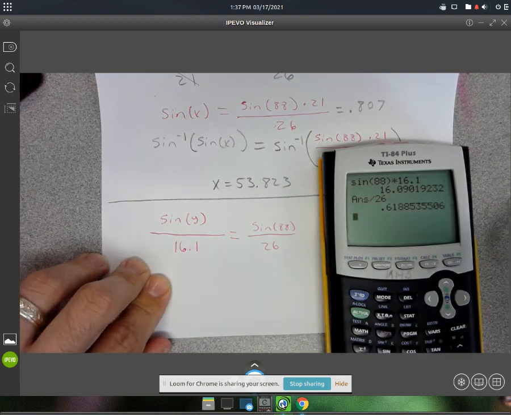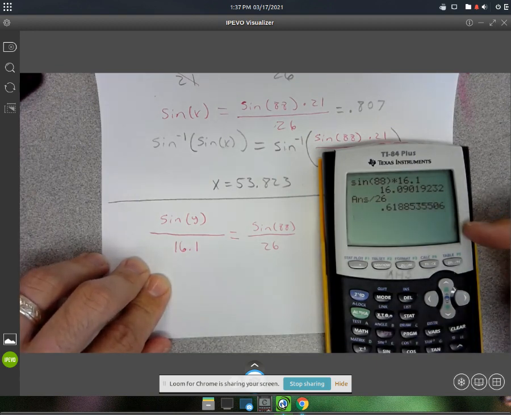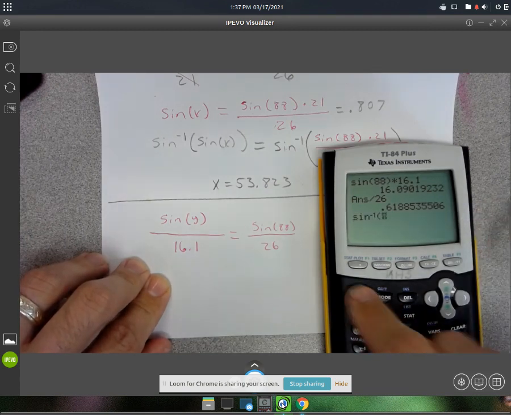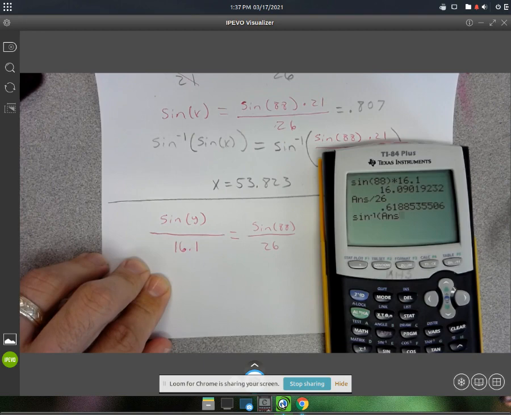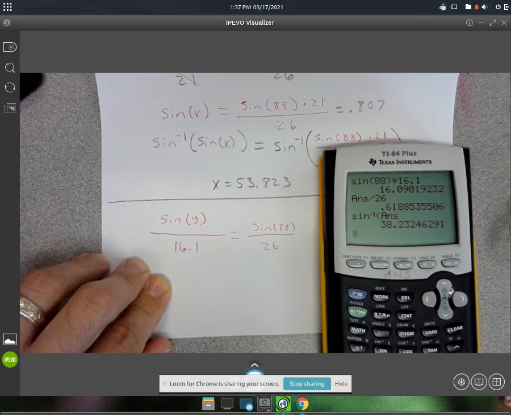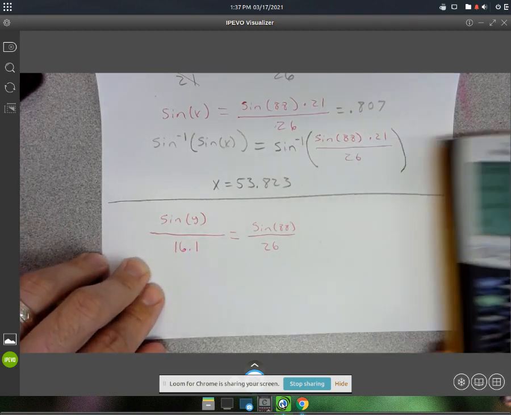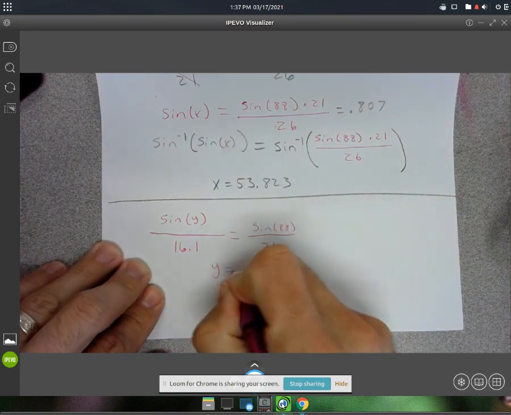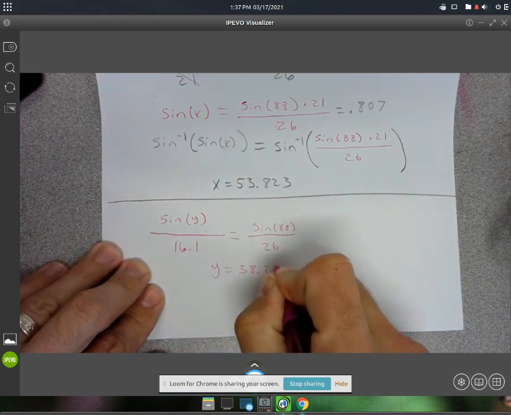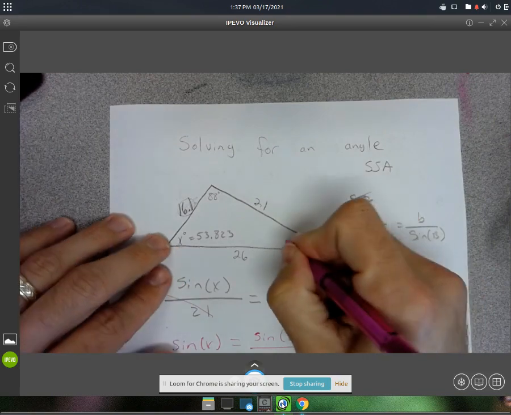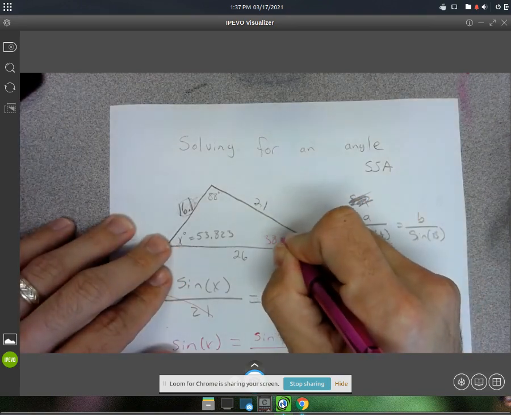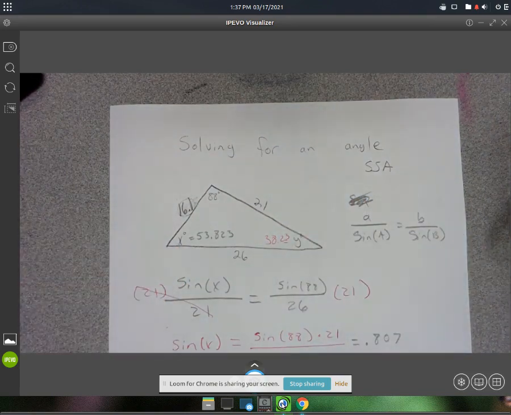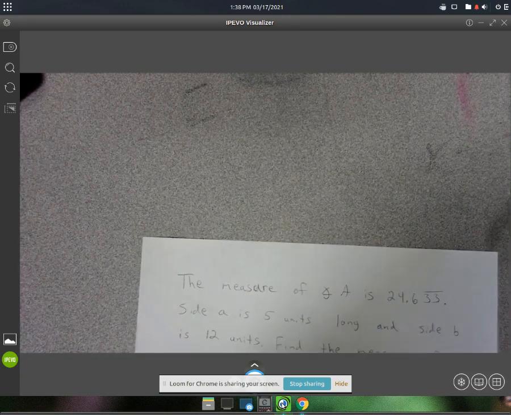And now I need to do the sine inverse of this answer. All right, so sine inverse of my last answer. And that gives me 38.23. And that makes sense, 38.23, because now all of the angles would add up to 180 degrees. Ding, ding, ding, ding, ding. That's it. All right, do one more here.